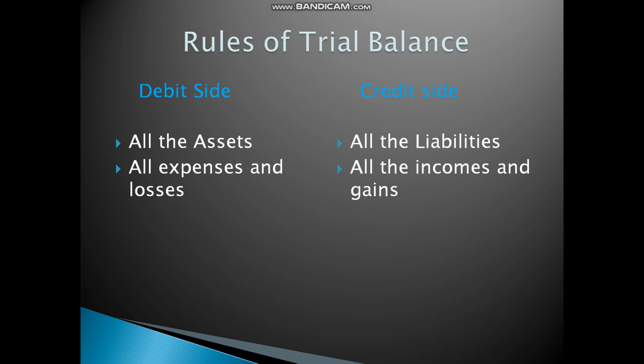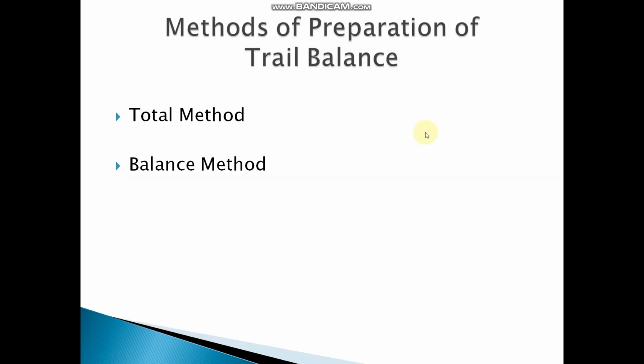If you take the trial balance, first there are two sides, the debit side and the credit side. In the trial balance, all the assets should be on the debit side and all the expenses and losses should be on the debit side. On the credit side, all the liabilities should be put and all the income should be on the credit side. So all assets and expenses are in debit, all liabilities and income are in credit. These are the common rules for preparing the trial balance.